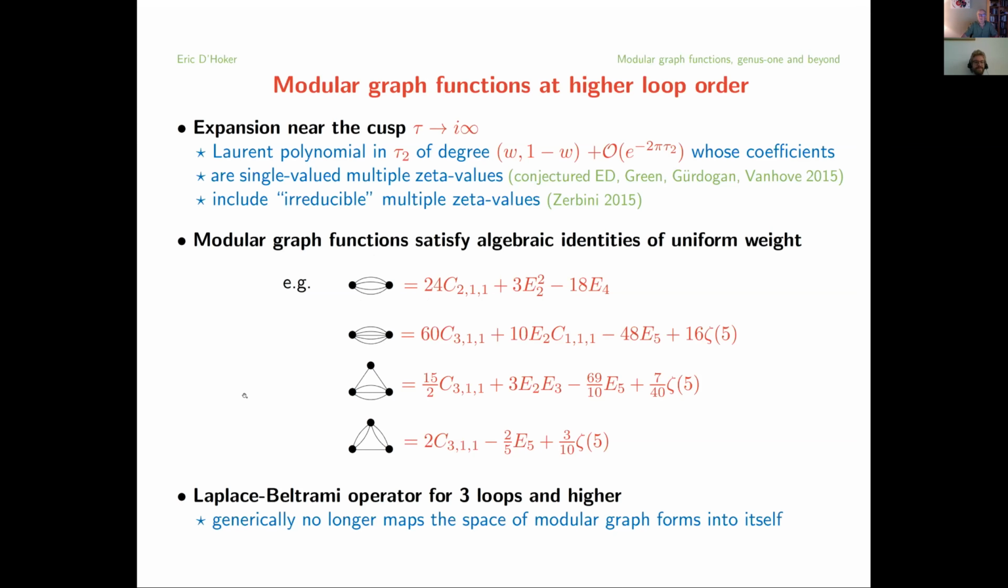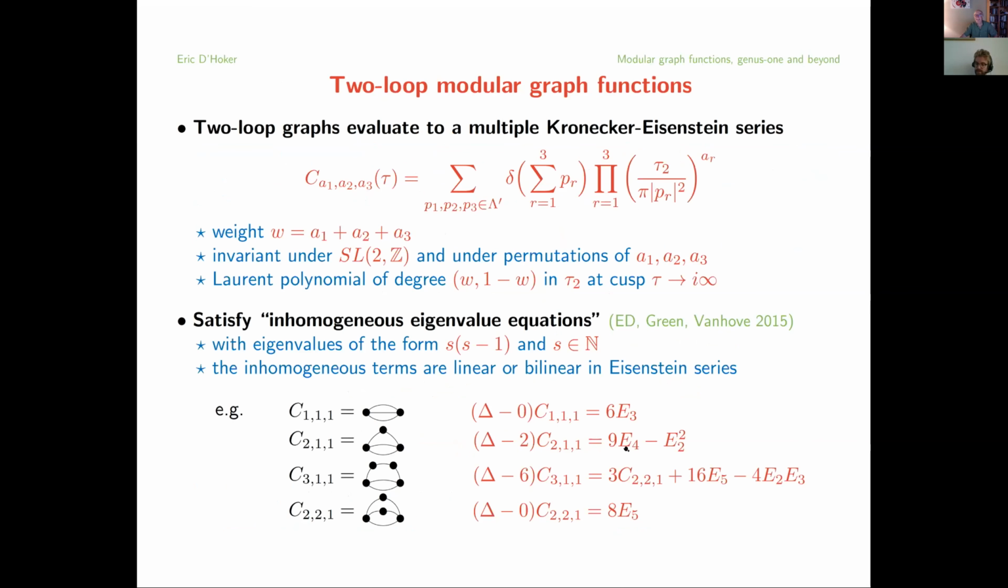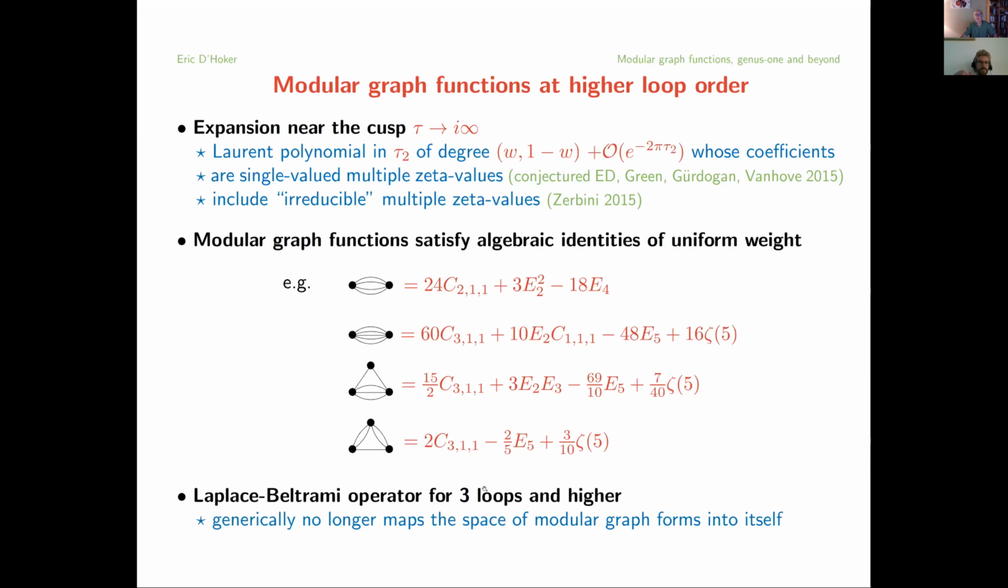We also discussed for one loop and two loop how the Laplace-Beltrami operator acted. That was simple for two loops. It gave you, again, a function of the same type, of two loop type, and then products and powers of Eisenstein series. This is no longer true starting at three loops. The Laplace operator simply does not send you to the same space. So what do we do about that?